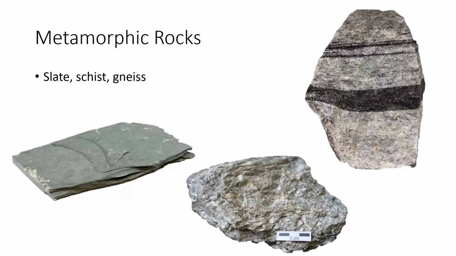Phyllite is another foliated metamorphic rock that is slightly higher grade than slate. However, it is less common, and thus our discussion of phyllite is limited to this statement. It is not shown on this slide. Slate, schist, and gneiss all have common shale protoliths. However, schists can have basalt protoliths, and gneisses can have granite protoliths as well.